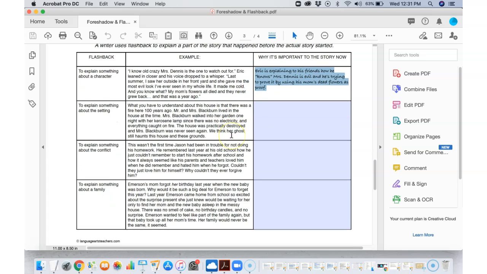So let's actually go ahead and look at the second one together. This one right here, let's read this together. The author is using a flashback to show us something about the setting.